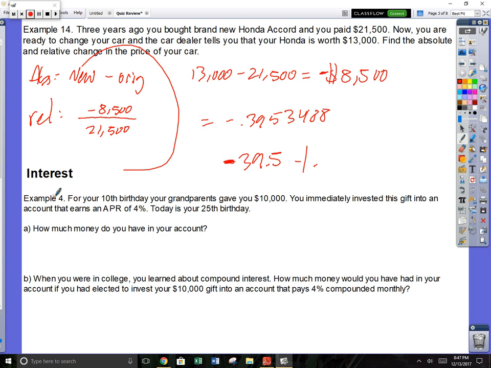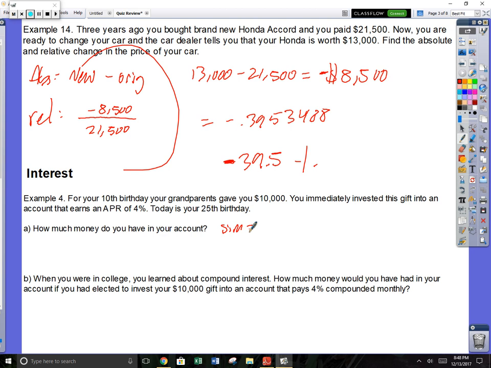Okay, interest. Now there's three formulas: simple interest, compound interest, and continuous compound interest. So example 4, for your 10th birthday, grandparents give you 10 grand. You immediately invested this gift into an account that yields an APR of 4%. Today is your 25th birthday. How much do you have in your account? So they mentioned nothing of compounding. So this is going to be a simple interest.